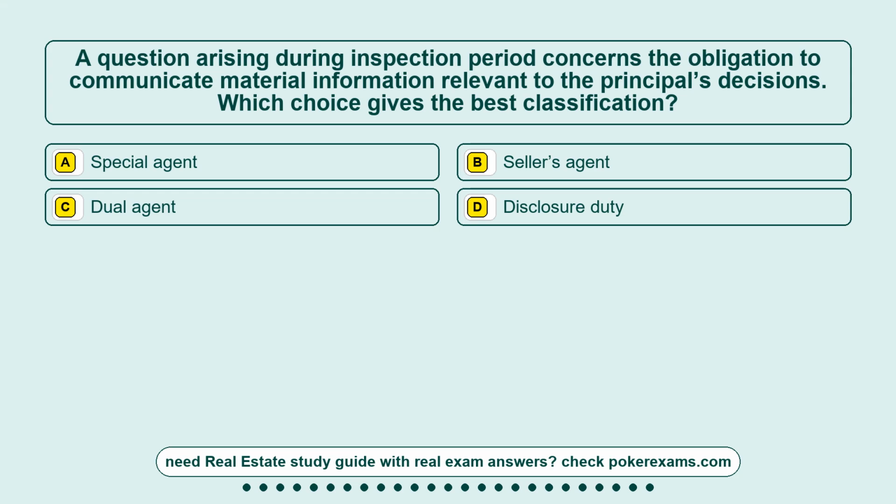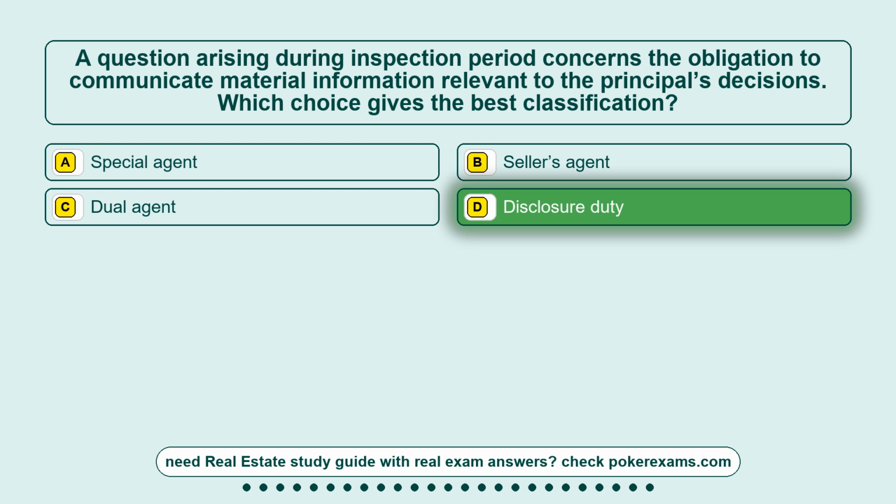Question 4. A question arising during inspection period concerns the obligation to communicate material information relevant to the principal's decisions. Which choice gives the best classification? Option A, special agent. Option B, seller's agent. Option C, dual agent. Option D, disclosure duty. The correct answer is option D, disclosure duty.